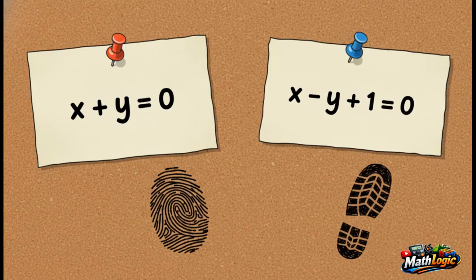And here they are, our two big leads. Lead number 1, x plus y equals 0. Lead number 2, x minus y plus 1 equals 0. We're going to have to investigate both of them to make sure we round up every single possible suspect.